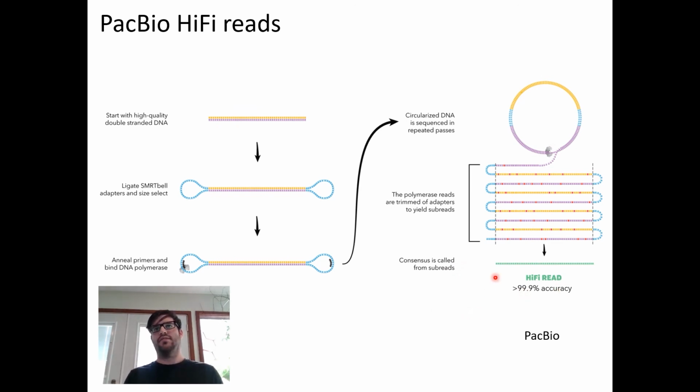And so instead of having it go through once, where the error rate is maybe 1 to 10%, we go through it as a circle a couple times, and then we get it down to these very high, very accurate reads. And so this is really important in the next step of genome assembly. So we'll come back to this.